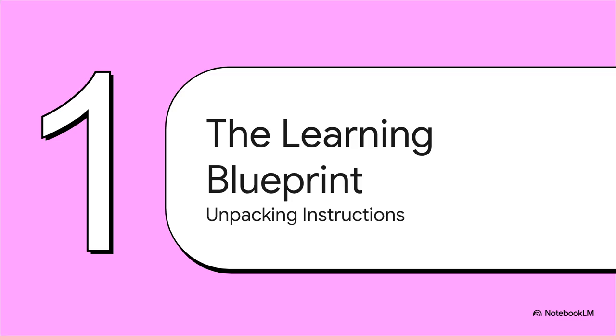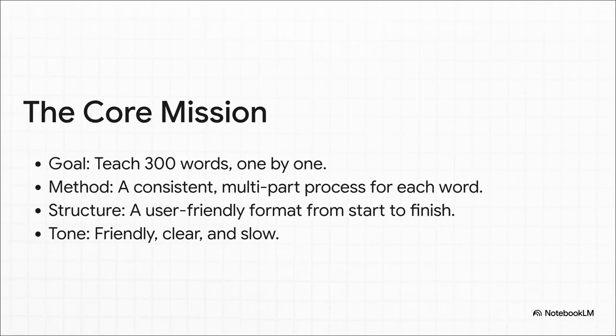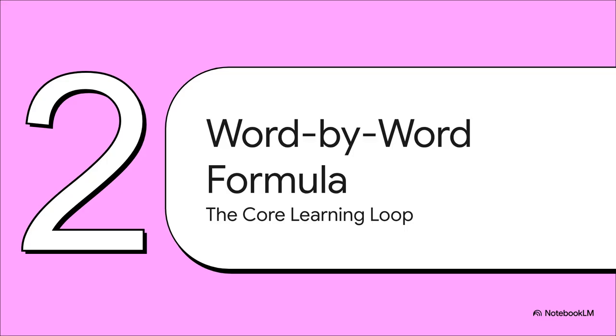Making the whole thing work so incredibly well. Okay, so from a 30,000-foot view, the instructions couldn't be clearer. The goal is super specific. Teach 300 words. The method is systematic. It's consistent for every single word. And check this out. Right from the get-go, the structure and the tone are explicitly designed with the learner in mind. Nothing is left to chance here. This is our foundation. All right, now let's zoom in. We're going from the big picture to the most critical part, the formula they use for teaching just a single piece of information. This is the engine of the entire system. Honestly, this is where the magic really happens.